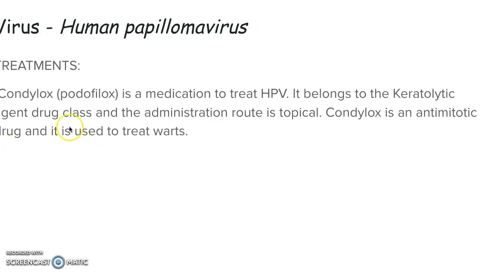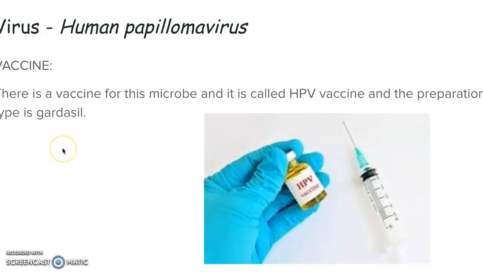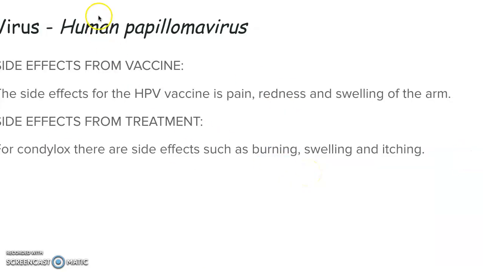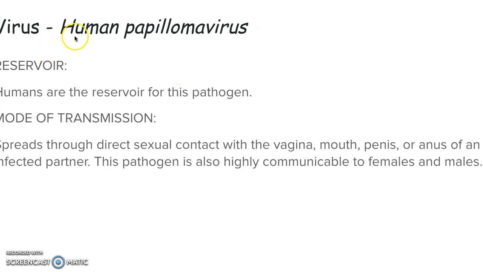The treatment that is used is Condylox, also called Podofilox, a medication to treat HPV. It belongs to the keratolytic agent drug class, and the route of administration is topical. Condylox is used to treat warts, which is what this microbe causes, genital warts. There is a vaccine for this microbe, called the HPV vaccine, and the preparation type is Gardasil. This is a little picture of the vaccine. Side effects from the vaccine are pain, redness, and swelling, and for the treatment, the side effects are burning, swelling, and itching. The main reservoir for this microbe is humans.